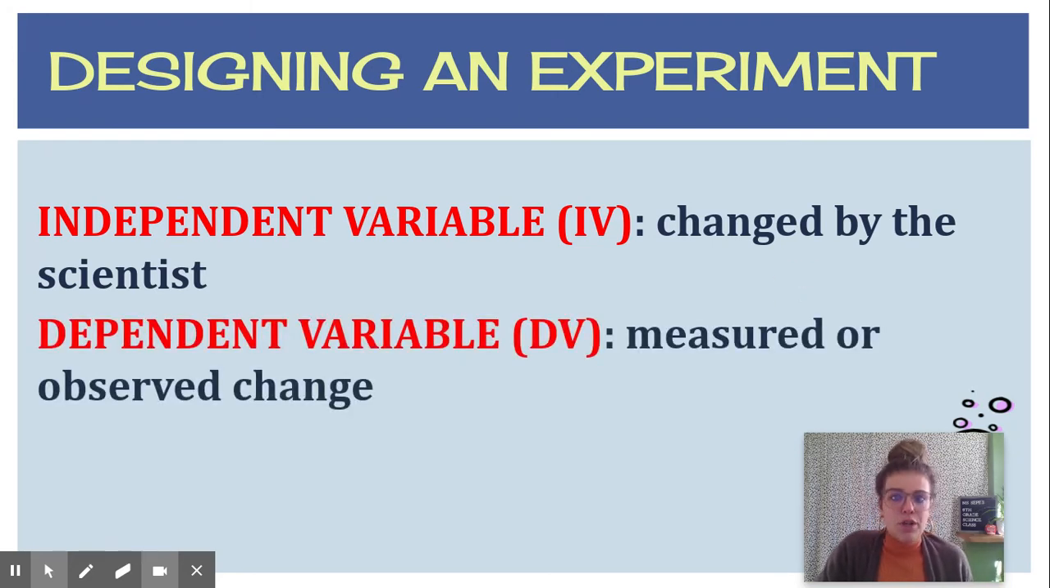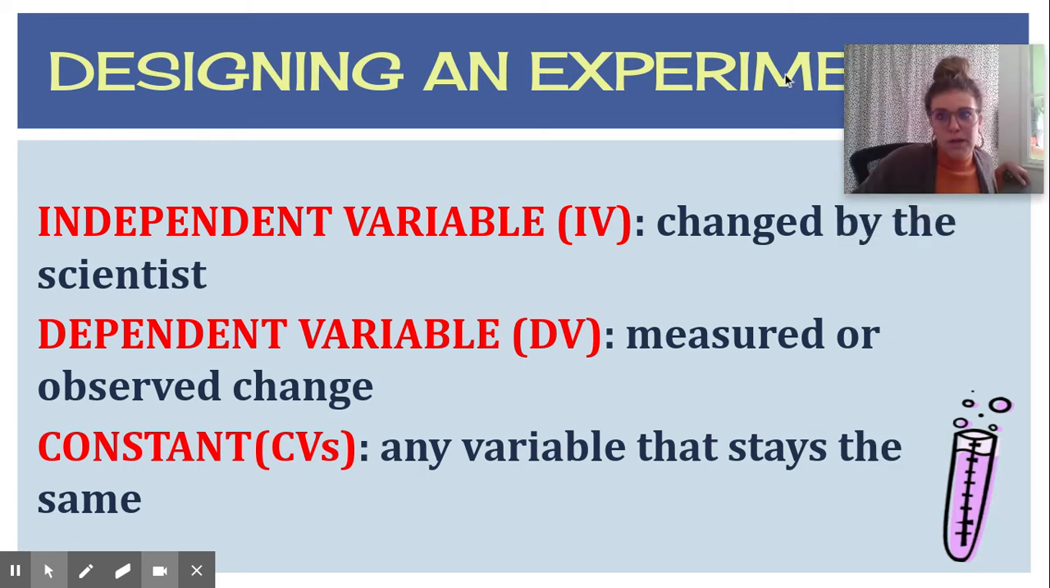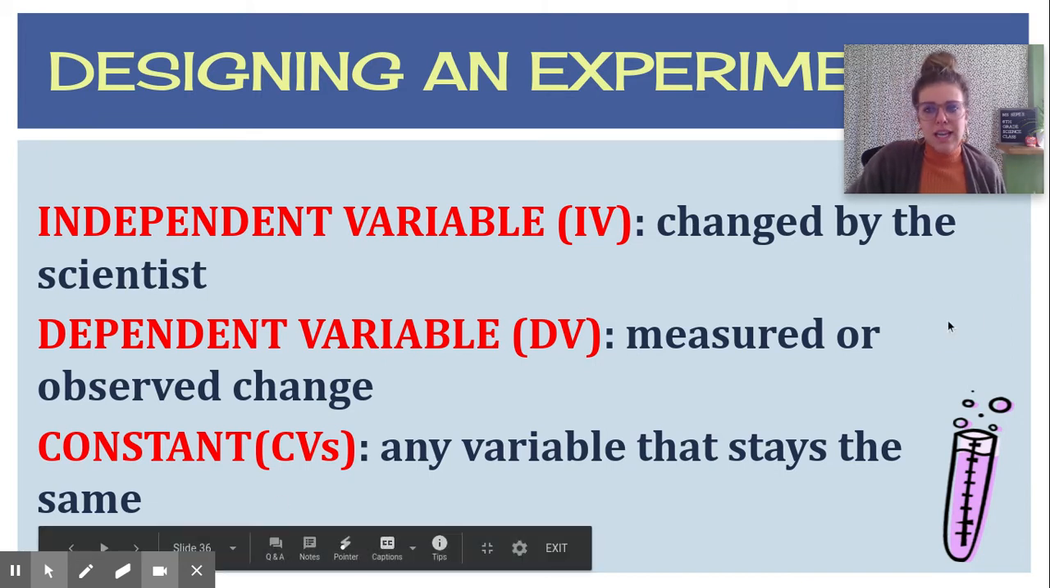The dependent variable is the measured or observed change. So for the Mythbusters example, we saw that they were counting the number of cars that went through the intersection. So we know that was what they were measuring, the number of cars. That's the dependent variable. And a constant variable is anything that stays the same in an experiment. So in the Mythbusters experiment, some constant variables they had were the time the cars had to go through the intersection was 15 minutes, the number of cars that they were having in the experiment altogether from the starting point, the type of car, the drivers, all of those things were the same.